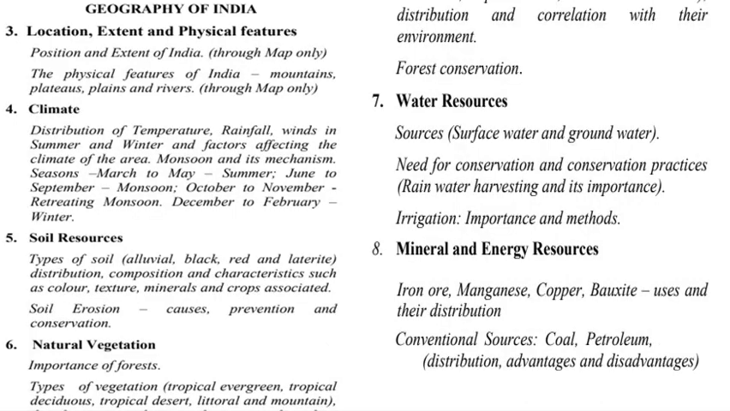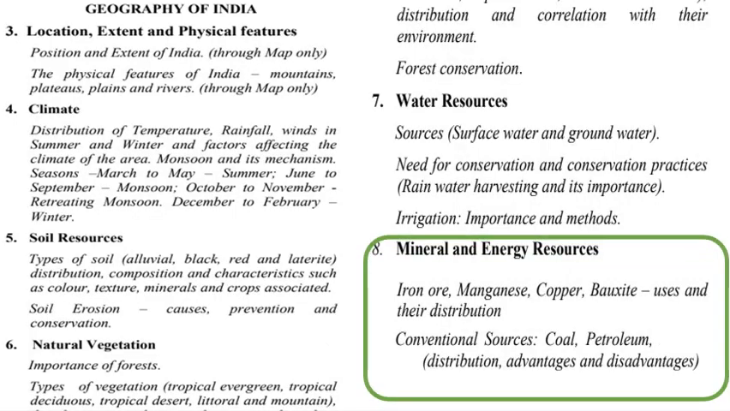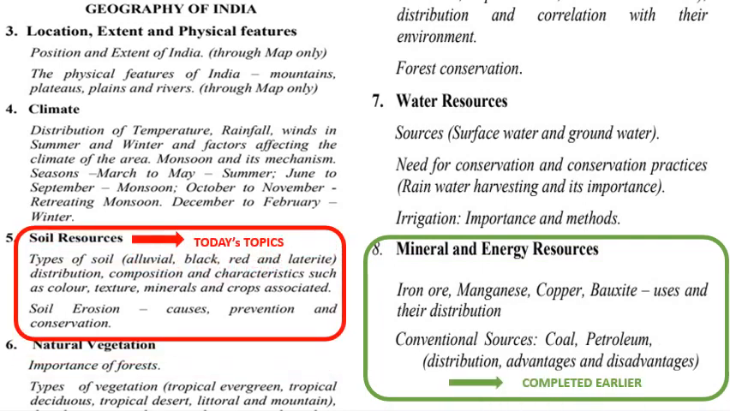So as you already know, some parts have already been completed, mineral and energy resources, while today we'll be looking into soil resources. Part 1 is just the first paragraph: types of soil, alluvial, black, red and laterite, distribution wherever it is found, composition, what it is made up of or what kind of nutrients it has, and characteristics such as what color, what texture, what minerals, and the crops that can grow in it.